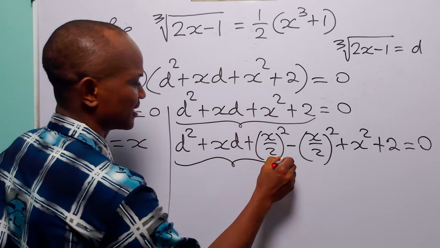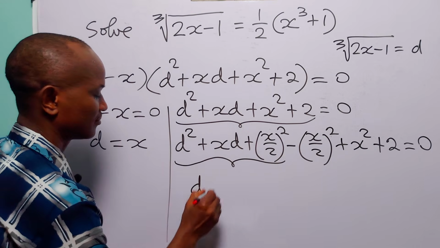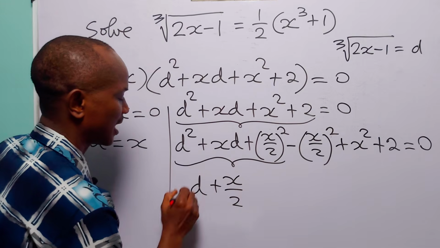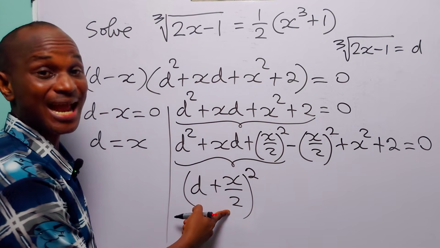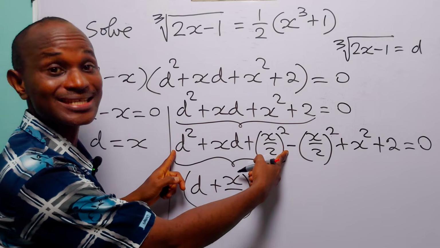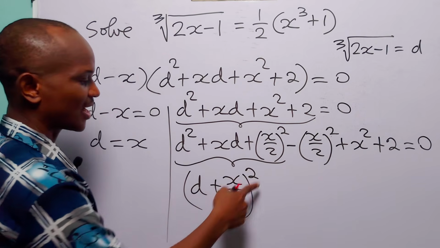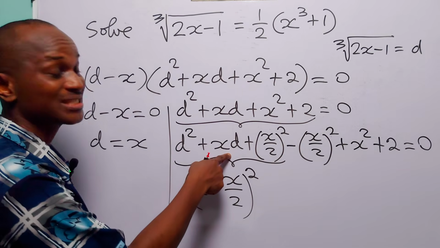Now look at these three terms. We have a perfect square. So we take 1d and we take 1 x over 2 and we square. Of course, you know that if we expand this, we are going to get exactly these three terms because we have d squared, which is this. Then we have 2 times d times x over 2, which is xd.